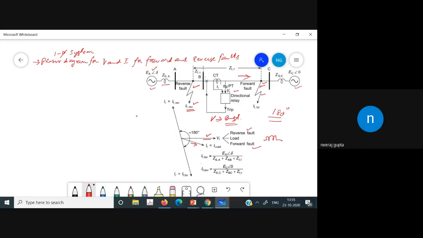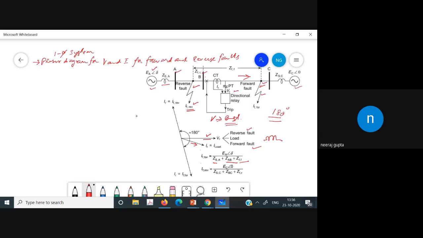and then ZFF, which is the impedance up to the fault point. So that is ZSA, then ZAB, this one, and then B up to this fault point is called ZFF. It is for the forward fault.